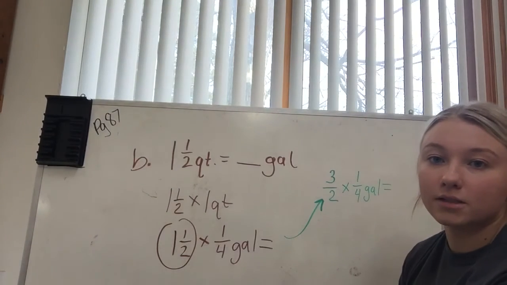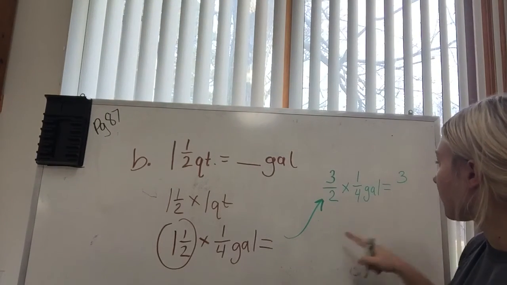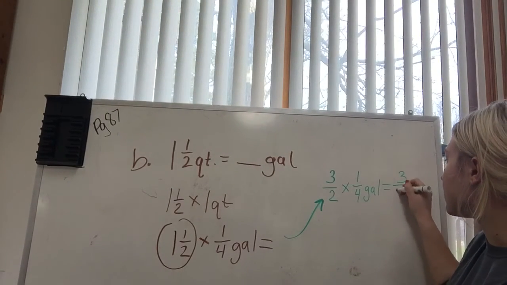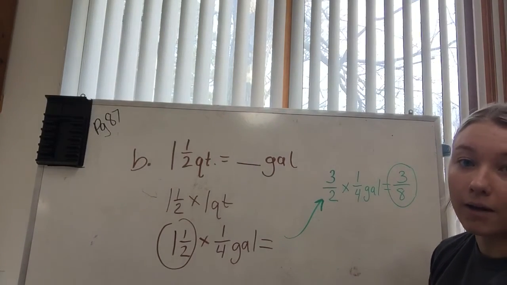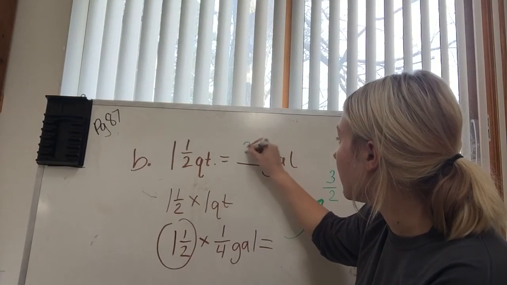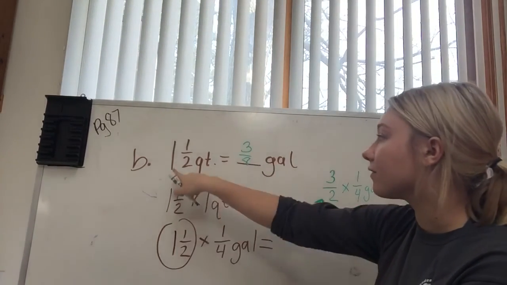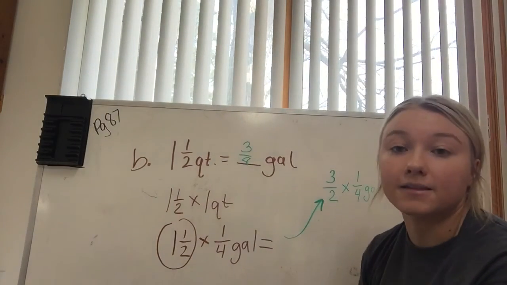And then now we can just multiply across. So 3 times 1 is 3, and 2 times 4 is 8. And then I need to make sure I have my label, but there's a label in the answer. So I'm going to put 3/8. So 1 1/2 quarts is equal to 3/8 of a gallon.